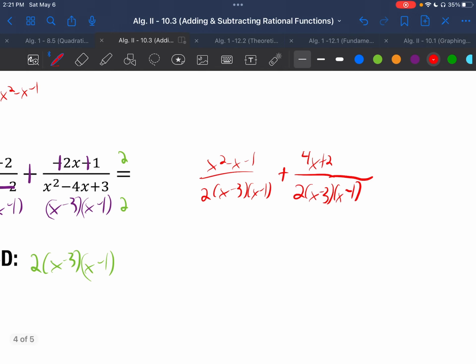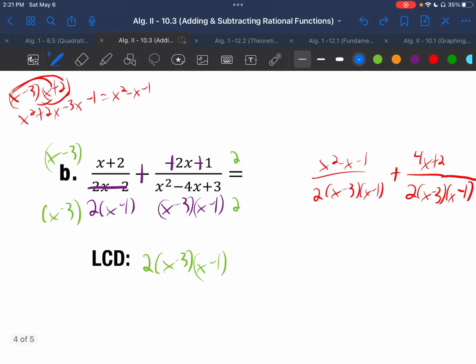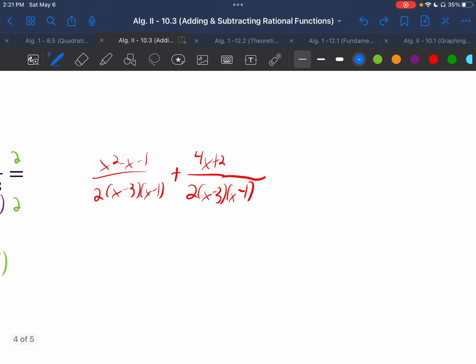So now we combine like terms, and this is a lot easier to combine than it would have been to combine this with 4x plus 2. That's why we multiplied together. So as we combine these, x squared comes first, negative x and 4x gives us 3x, negative 1 and 2 gives us 1. So I end up getting 2 parentheses x minus 3, x minus 1.